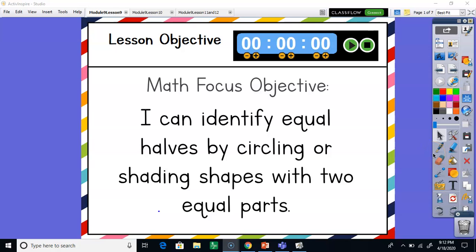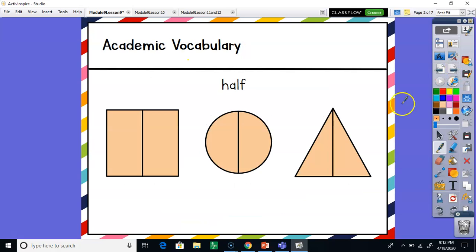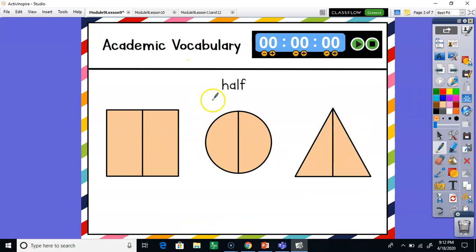Okay, everybody. Today we are going to be working on identifying equal halves by circling or shading shapes with two equal parts. So I want you to start thinking about the word half as our vocabulary word today. So here are some examples of what an equal half looks like.